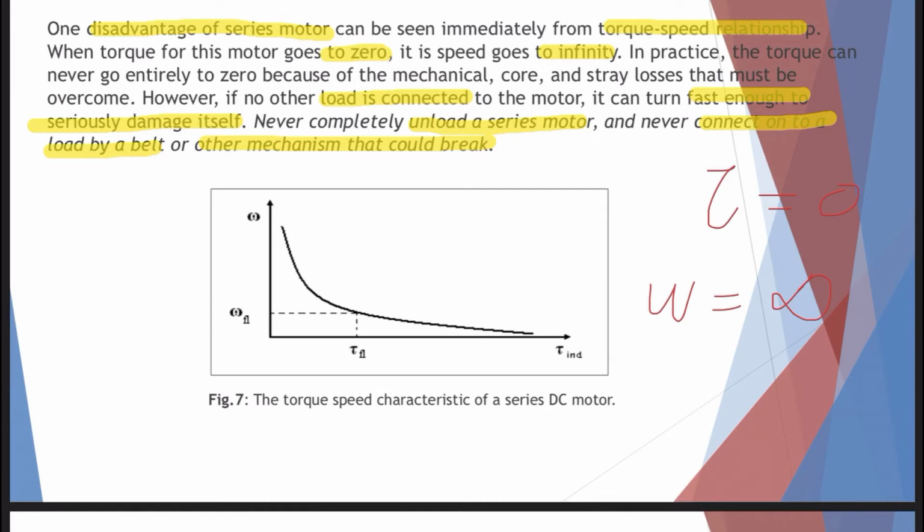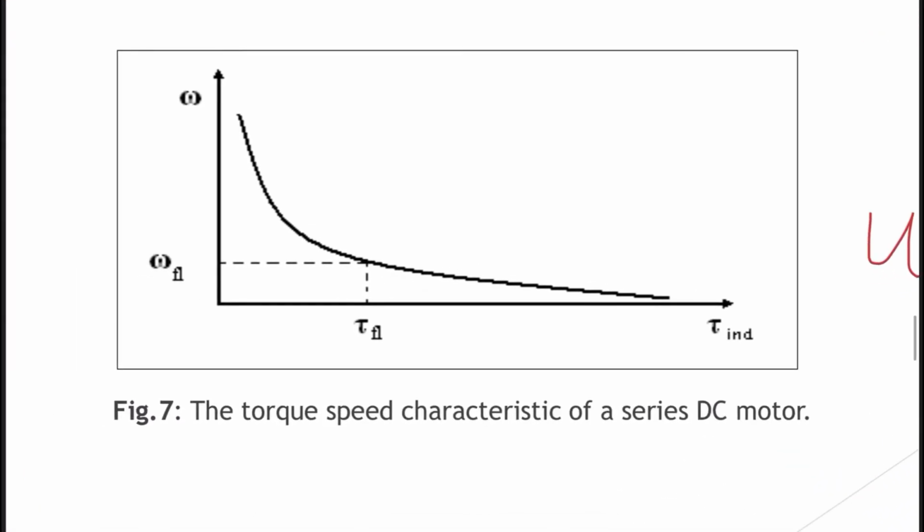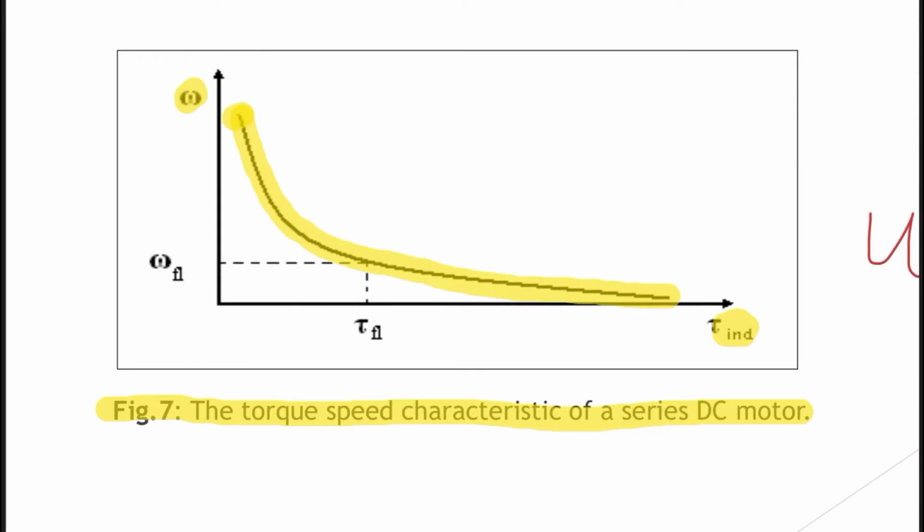As you can see from the figure here, figure 7, just zoom in. This is the torque-speed characteristic of the series DC motor. You have to memorize this figure. This is the omega and the induced torque. As you can see, at the starting we have high speed. So as the torque increases, the speed will go down.